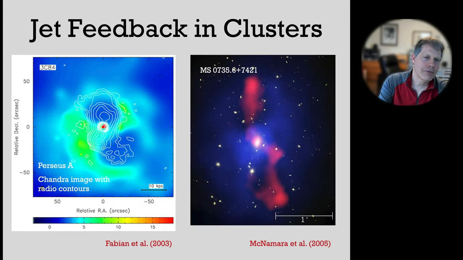Here are a couple of other very nice examples of jets, and in this case, of their feedback. This is the center of the Perseus cluster, another nearby cluster of galaxies, which again has hot intra-cluster gas running throughout it. And in this case, you can see the Chandra image showing the hot X-ray emitting gas. And you can see there are cavities that have been excavated by the radio emitting plasma shown with the contour. So the jet is coming out in this direction, excavating the material out here, doing work against the hot intracluster medium.